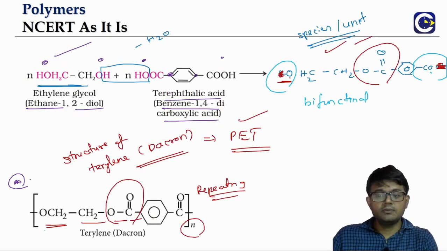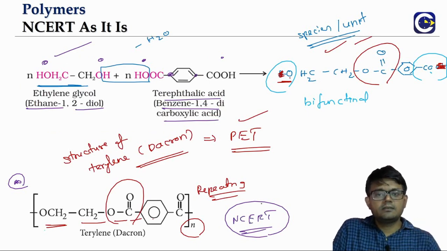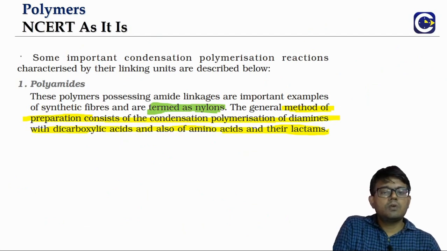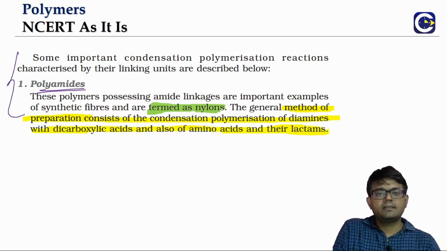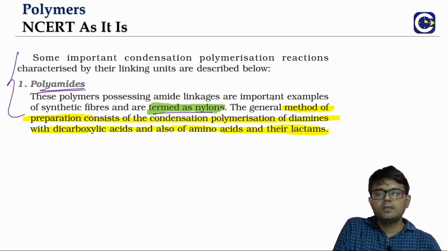And one more thing, in NCERT, just make a note of it. In NCERT, there is a slight error in the structure of Terylene or Dacron. They have not given the ester part, so just check that one. Next, we will go into some more examples. Polyamides, the nylon family. Polyamides, the nylon family, are fibers with strong intermolecular forces.